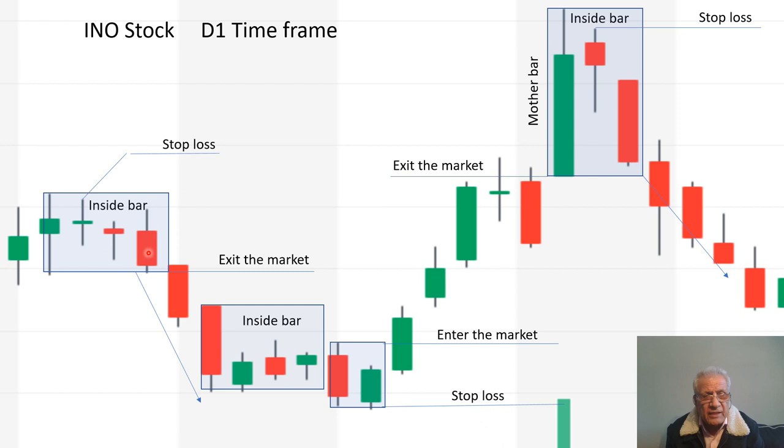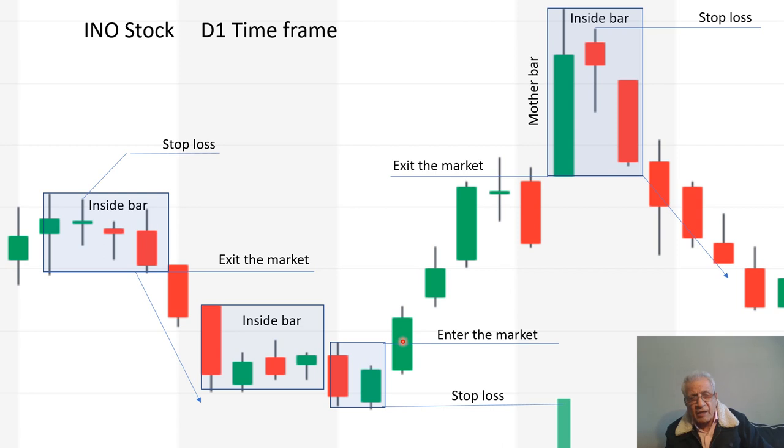So basically when the price broke the low of the mother bar, then you exit the market. So you exit the market at the low of the mother bar and you put your stop loss at the high of inside bar. And in this situation that the trend is going upward, as soon as the price breaks the high of the mother bar, you enter the market.